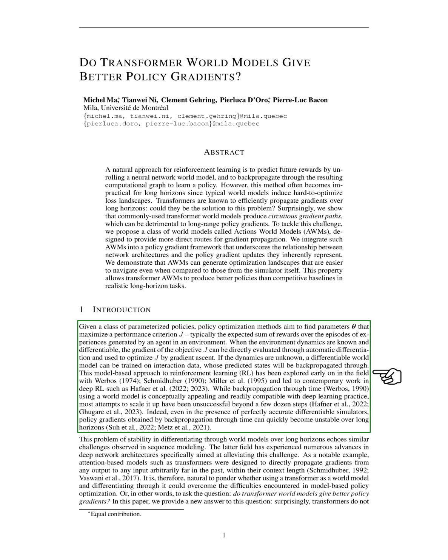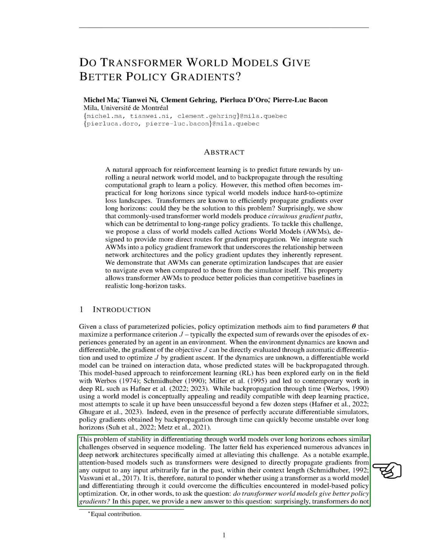This instability is somewhat akin to challenges faced in sequence modeling, which has seen improvements through the development of deep network architectures designed to mitigate such issues. A prime example is the introduction of attention-based models like transformers, which allow for direct gradient propagation over long sequences. Given these advancements, it's natural to wonder if using transformers as world models could address the difficulties faced in model-based policy optimization. Specifically, we're curious if transformers can produce better policy gradients.